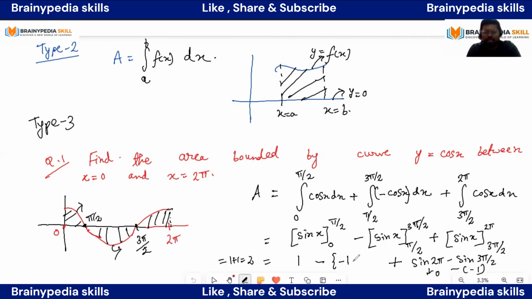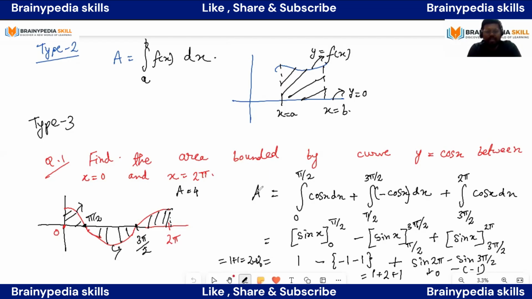So this one is a minus 1. Okay, so you'll get 1 plus 2 plus 1, it will give you 4. So area is how much? Area is 4.